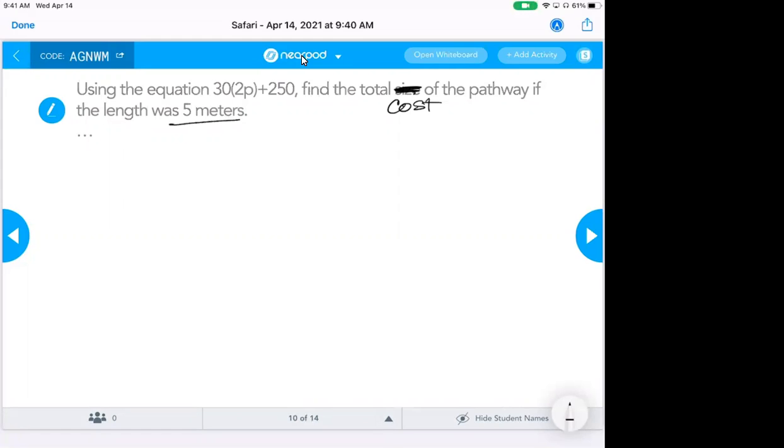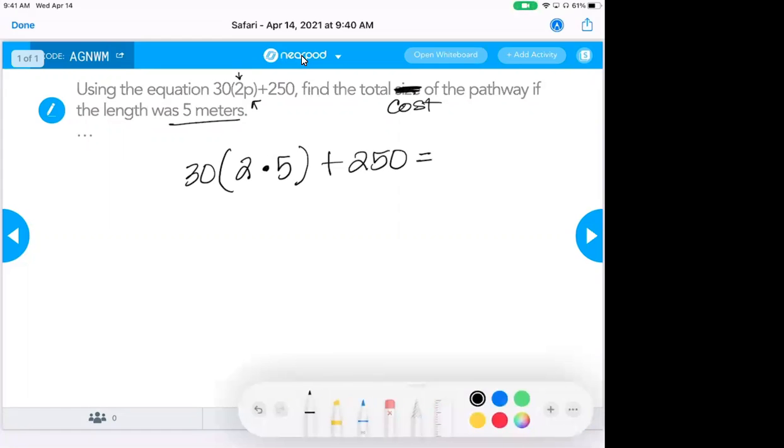So in the earlier example, we knew that the width was 2 and we don't know what the length is. So we're gonna say 30 times 2 times 5 plus 250. All right, and let's see what that equals if we were to simplify it.